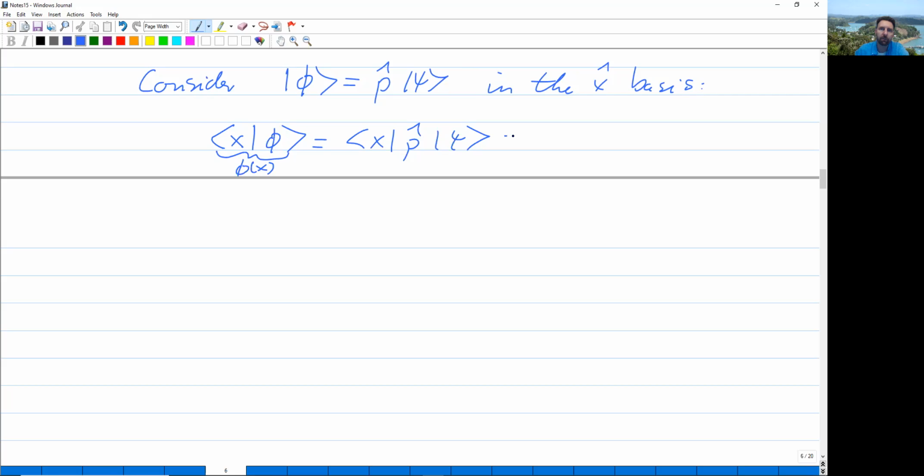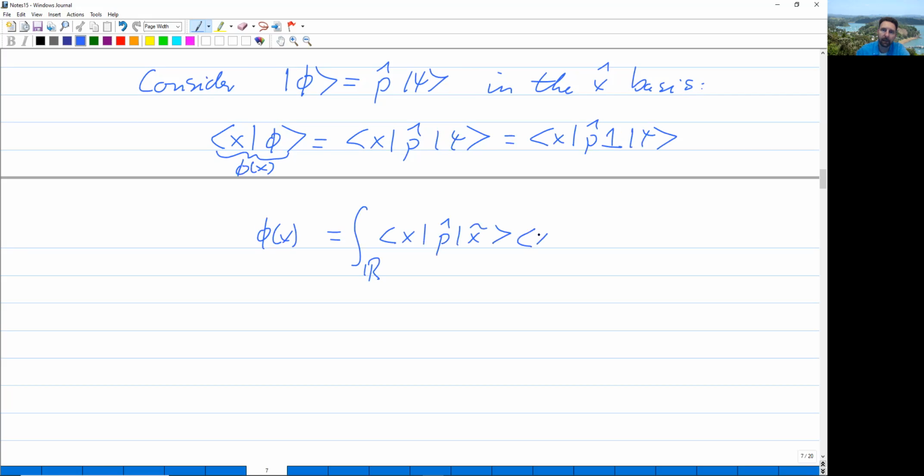So we continue. We write this as <x|p hat identity|psi>. So we can write now that phi of x is equal to, and now I'm writing out this resolution of the identity in the position basis. So this is then the integral over R of <x|p hat, and now comes the resolution of the identity here, |x tilde><x tilde|psi> dx tilde. So here we have psi of x tilde. This is the position wave function of the abstract state psi. It's like a column vector except with a continuous label.